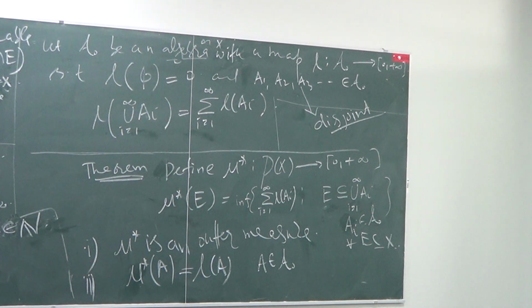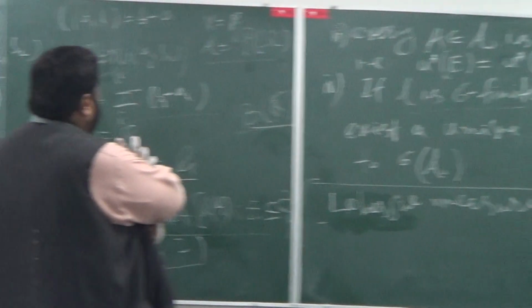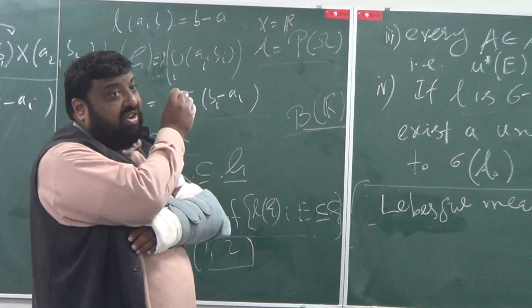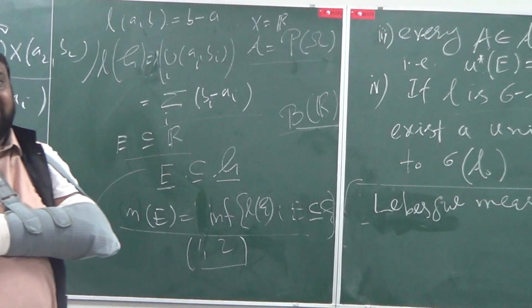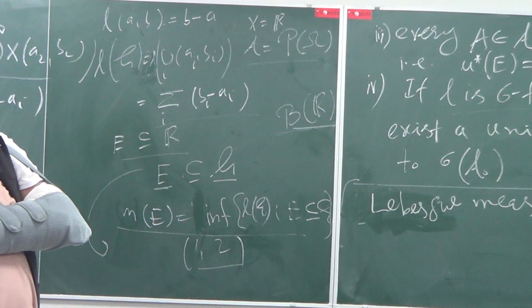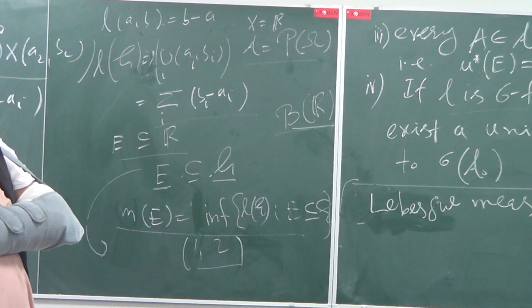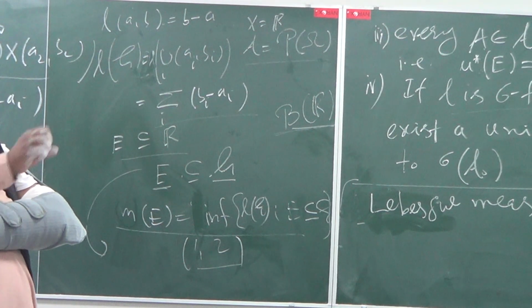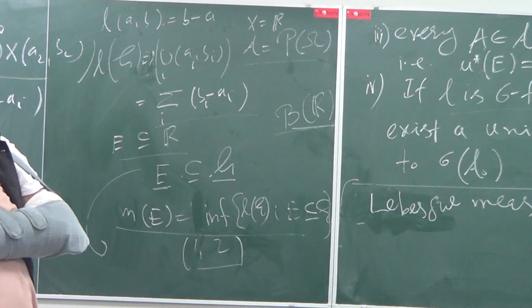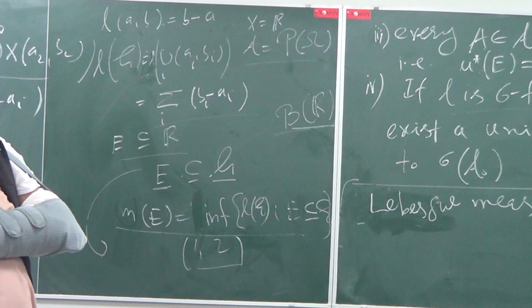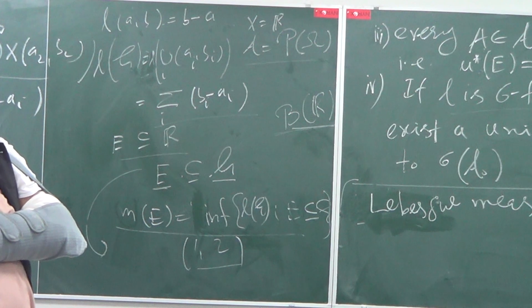Whenever you're talking about Lebesgue measure, you're talking about a very concrete set and a very concrete sigma-algebra. But when you are talking in general about outer measures, then you are talking very abstractly. So Lebesgue measure is only related with R and the subsets of R. This is what you have to think about.